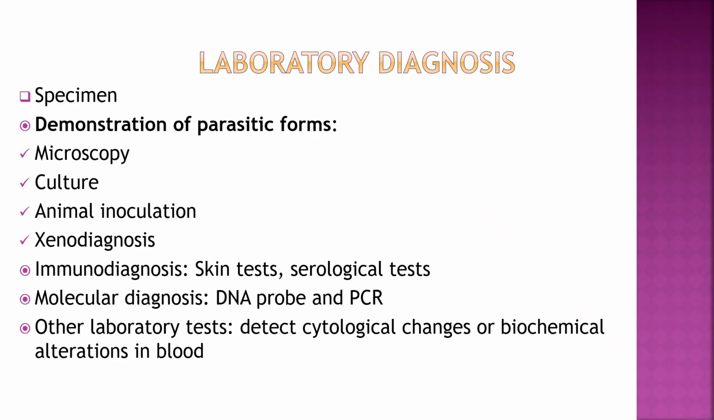Lab diagnosis. First, the specimen can be stool or rectal swab. Then demonstration of parasitic forms by microscopy, culture, animal inoculation, xenodiagnosis, immunodiagnosis, that is skin test and serological test, molecular diagnosis, DNA or PCR, and other laboratory tests to detect cytological or biochemical alterations in blood, like CBC and IgE.